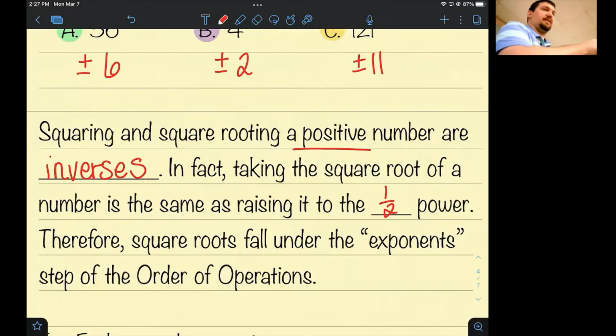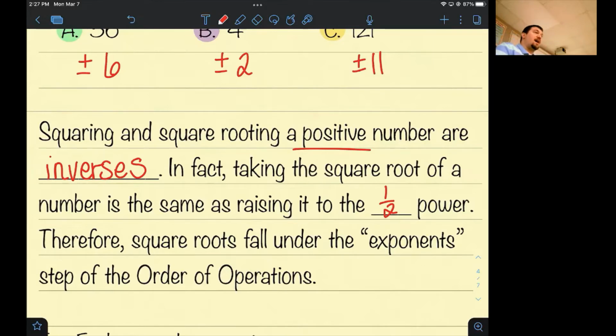The exponent button for me is an arrow right there, but it could be different for you. What do you get when you take 64 to the 0.5 power? You get 8. Square rooting a number is the same as raising it to the half power. Tomorrow, we'll see that cube rooting a number is the same as raising it to the third power. That's what I meant when I was saying fractional exponents.